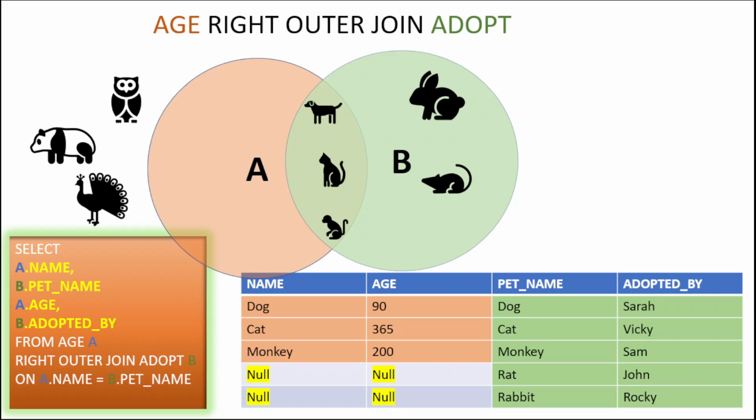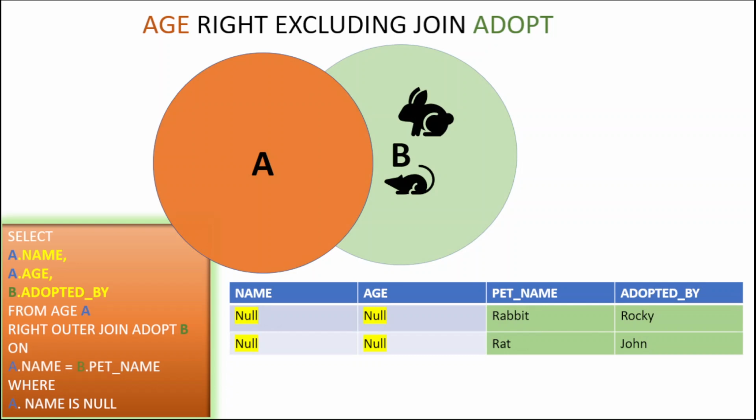Now let's tweak this a little bit and discuss our right excluding join. This is similar to left excluding join, but just the opposite. Whatever you have in the left table will not be included, and whatever is common, that is dog, cat and monkey, even those will not be included. You will get only those animals that are there on the right table, and obviously excluding the animals that are common from both the tables. And this is how you will get your result. You keep the query the same and you just add a condition saying a.name is null. Then you get right excluding join.